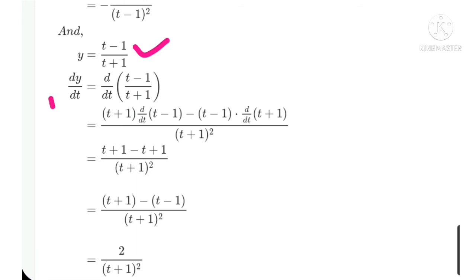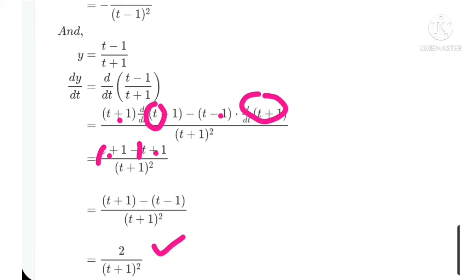Differentiate with respect to t, dy by dt is equal to d by dt of t minus 1 upon t plus 1. Here also you use the rule d by dx of numerator upon denominator, the quotient rule. Denominator into derivative of numerator minus numerator into derivative of denominator upon denominator square. First, as it is, this is t plus 1, derivative of t is 1, minus t minus 1 as it is, derivative of t is 1. Here also t gets cancelled. So what remains? 2 upon t plus 1 bracket square.